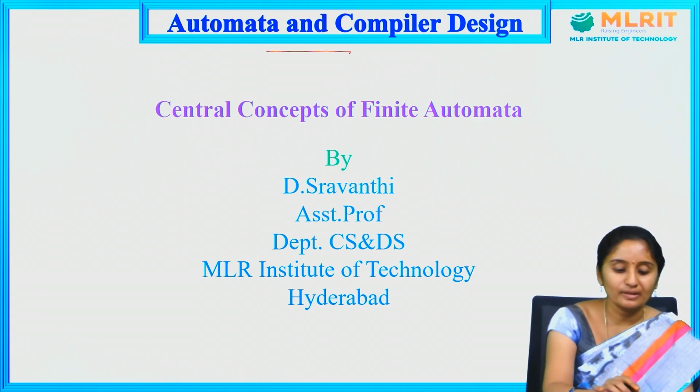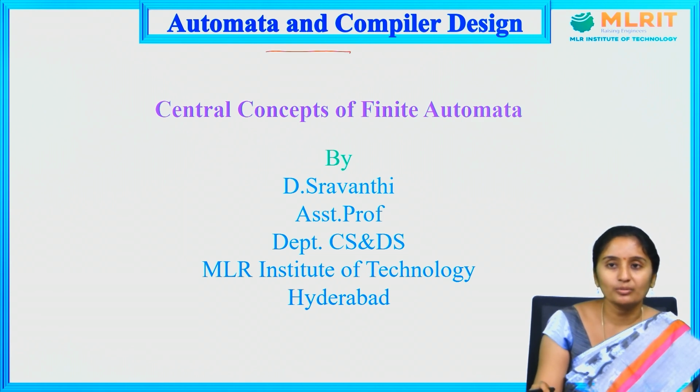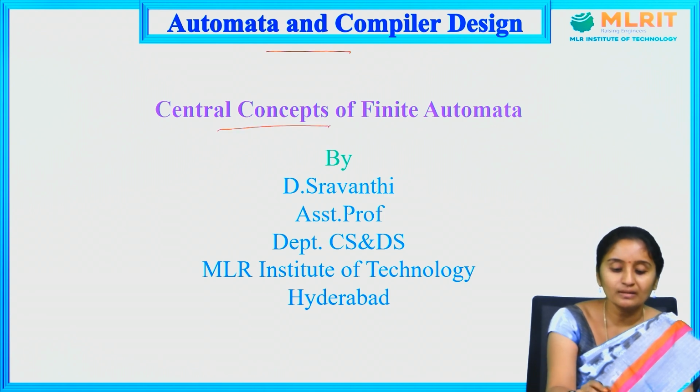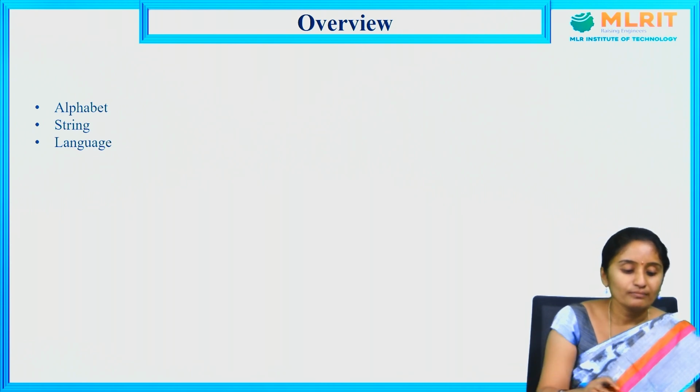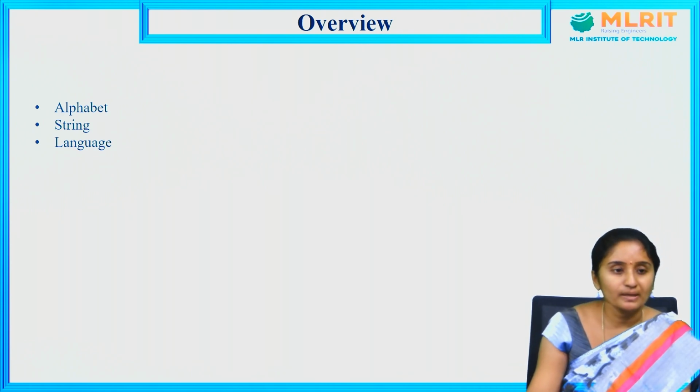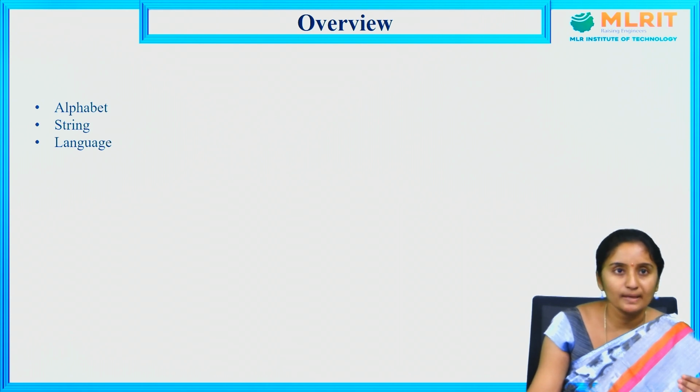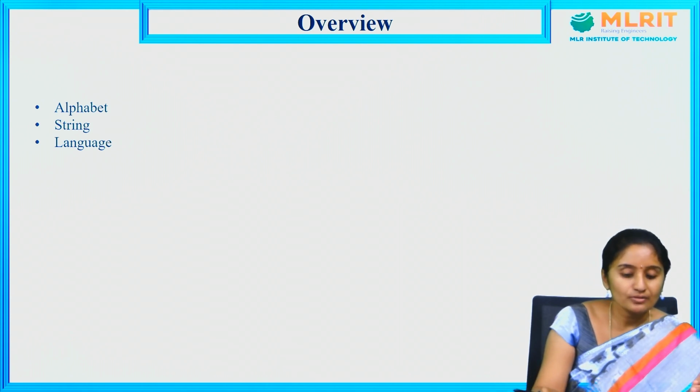In that subject, the first topic is the basic concepts of Finite Automata. To learn Automata and Compiler Design, we need to know the basic concepts and the terminologies we are going to use in Finite Automata. We are going to discuss what is an alphabet, what is a string, what is a language, what operations take place on a string, and what operations take place on a language. So these are the concepts we are going to discuss here.